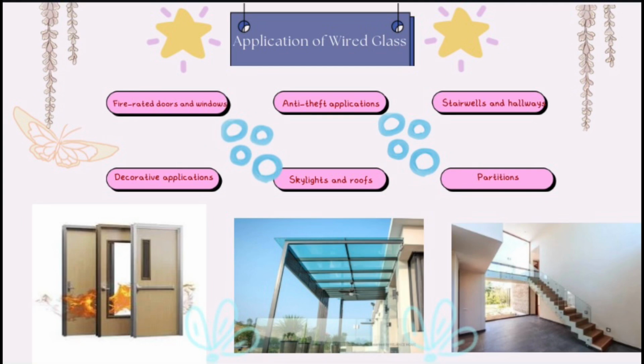Then anti-theft application. Wire glass is a secondary material for window and doors that can provide a certain level of security. Then stairwells and hallways. It can restrict the spread of smoke and fire during an evacuation. Wire glass is a wise choice for this situation. Last is partitions. It can be used as interior partition to separate areas while letting light through and offering some fire protection.